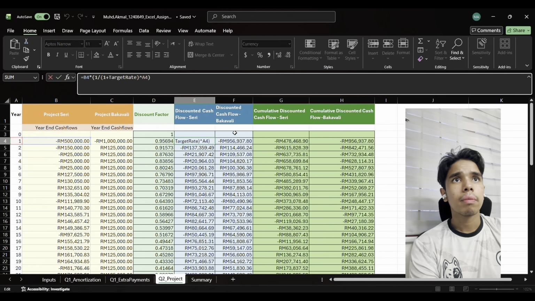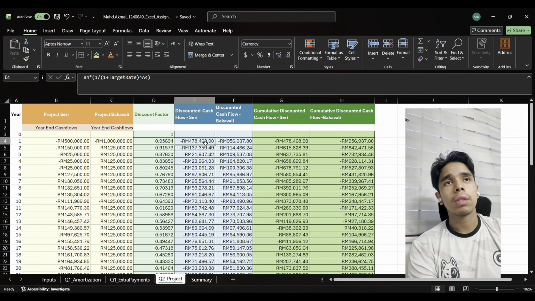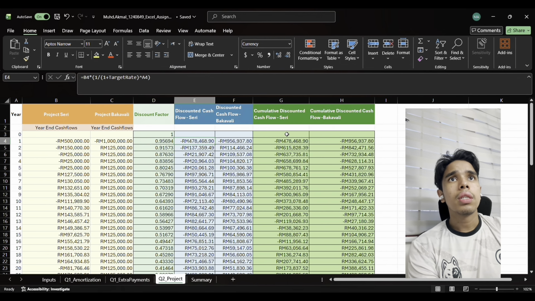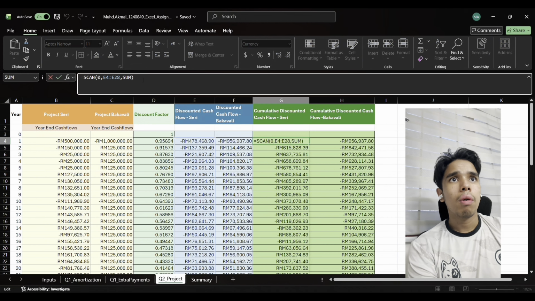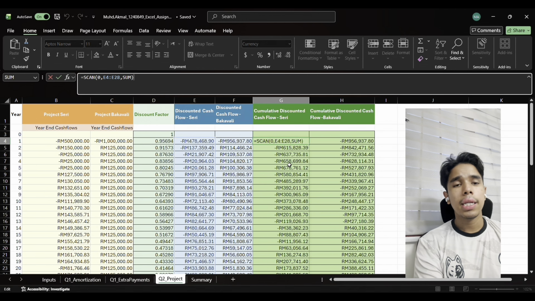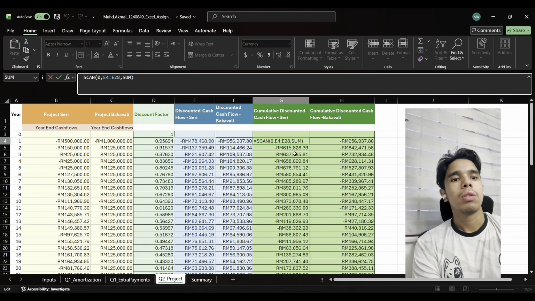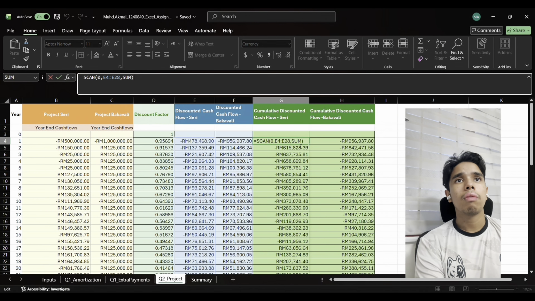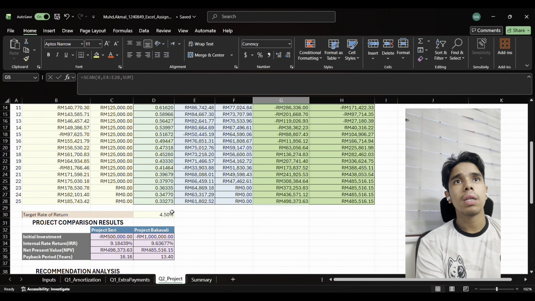And we get, and for the cumulative discount cash flow, I use this to sum all the cumulative discount. I add each year's discounted cash flow to the previous total. So let me show the result of this project comparison.